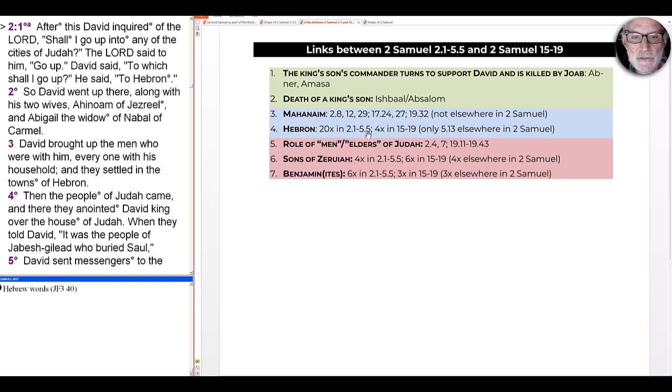So you see Hebron is 20 times in the unit we're about to enter into, and 4 times in the second one, but only 1 time elsewhere. Whereas Mahanaim, as you can see, is 3 times in chapter 2 and 3 times in the Absalom unit, and not elsewhere. Then there's another interesting piece, the role of the men or elders of Judah, only in this first part and then only in chapter 19.